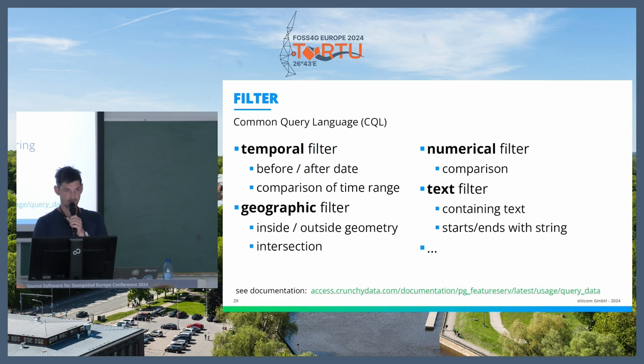And the CQL language also supports some more filters. So you have temporal filters. If your data has a date type, you can filter by before, after, or a time range. Of course, geographic filters, if you're only interested in a specific bounding box or want an intersection of a feature. Numerical filters or text filters.